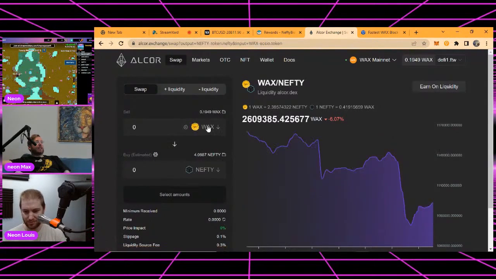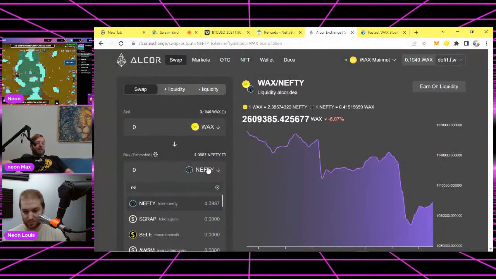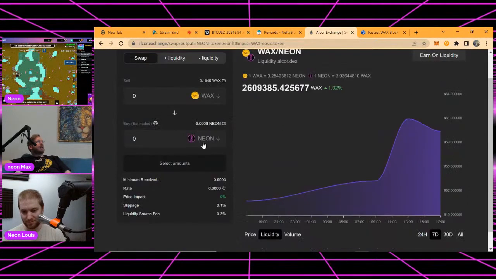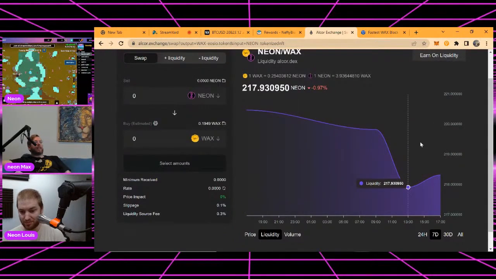So if we looked at, let's say, another token like Neon token on the Wax side, you can see Wax is entering, and then you would probably see the exact opposite of that happening here.